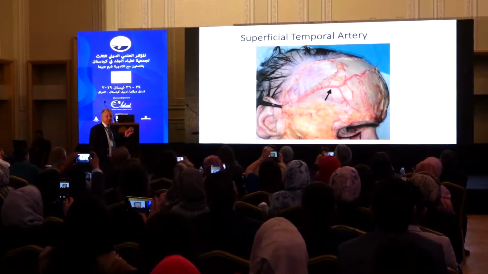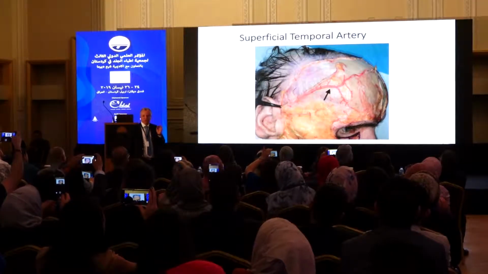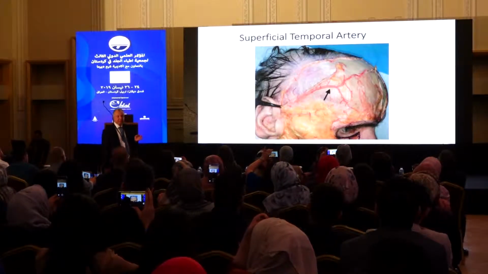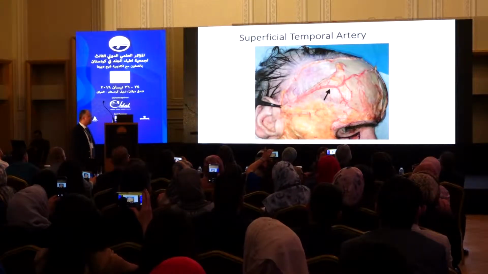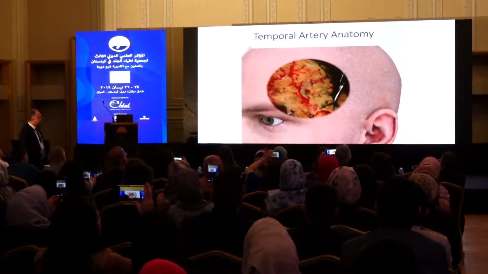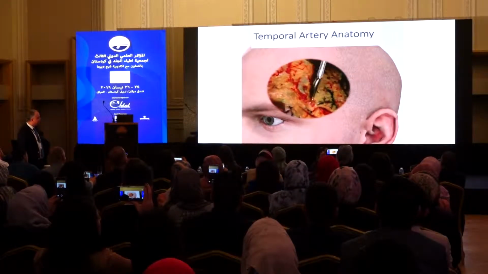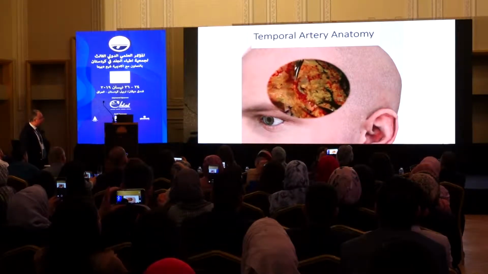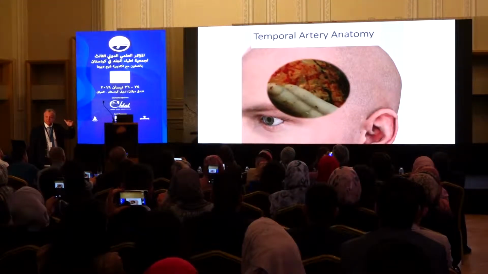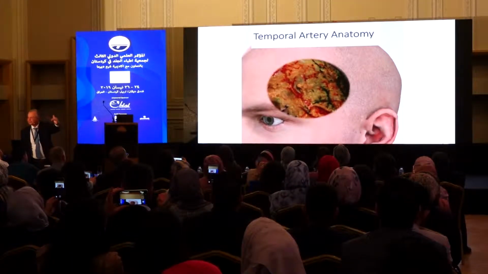The first and main one, in the upper temporal compartment, is the superficial temporal artery, which is one of the main branches from the external carotid artery. So this is the anatomy. This is the fat of the temporal area. And as you see, this red line is the superficial temporal artery. It is superficial; its name says so. It means it is in the subcutaneous level.